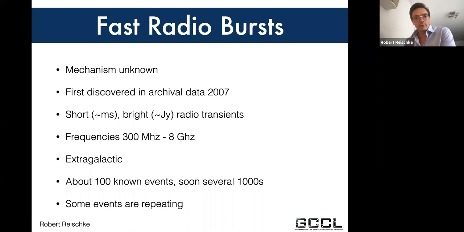When they were first discovered, it wasn't really clear whether they are extragalactic or not, but since the discovery, there have been many events where it's clear that they're extragalactic, but there also have been events in our own galaxy. At the moment, we know roughly 100 events, but this should increase very much in the future because there will be dedicated searches for fast radio bursts. Another interesting thing is that some radio bursts also seem to be repeating. So it's not just a single burst, but they repeat on a certain time scale, which could hint at the mechanism. But as I said, this is still very much under debate.